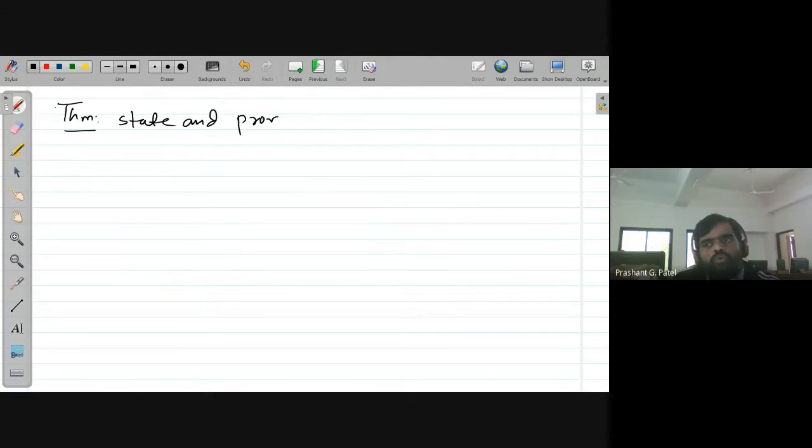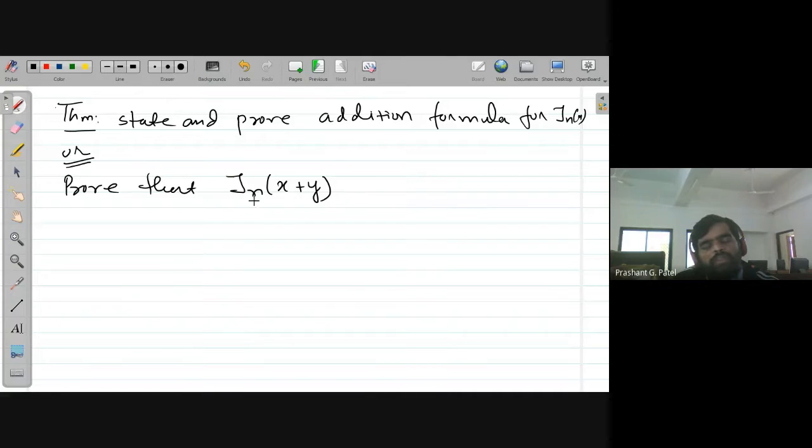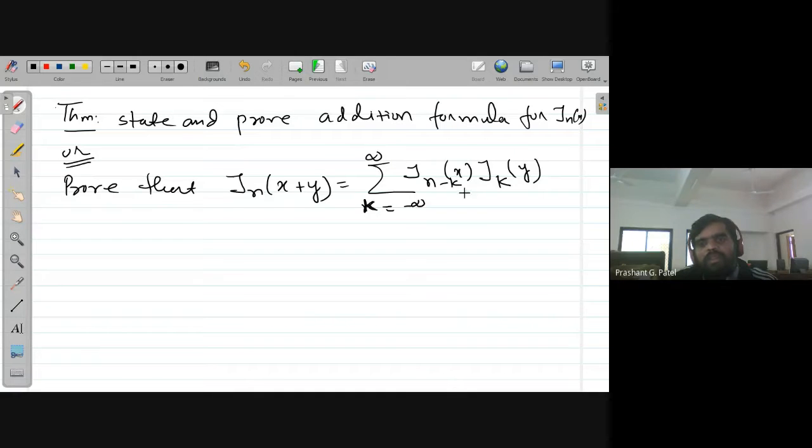State and prove the addition formula for Bessel's function Jn of x. Or to put it another way: Jn of x plus y is equal to the summation, k running from minus infinity to plus infinity, of Jn minus k of x into Jk of y. That means it is the addition formula for Bessel's function.